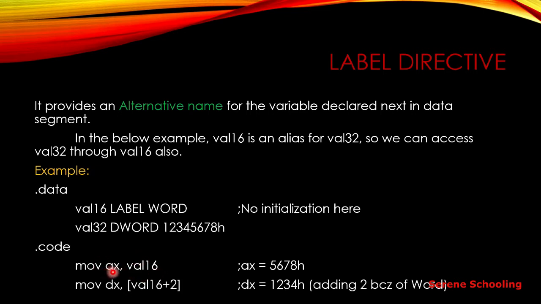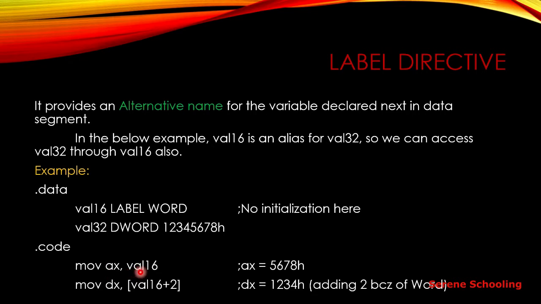in AX. Now see, though I am moving this alias name, it doesn't mean that this variable is getting moved in AX, but it means that actually this variable, that is val32, is getting moved in AX. Why am I using AX? Because we know that we have to use the same sizes in the MOV instruction. This is 16-bit, this is also 16-bit. You have to take care of this thing.